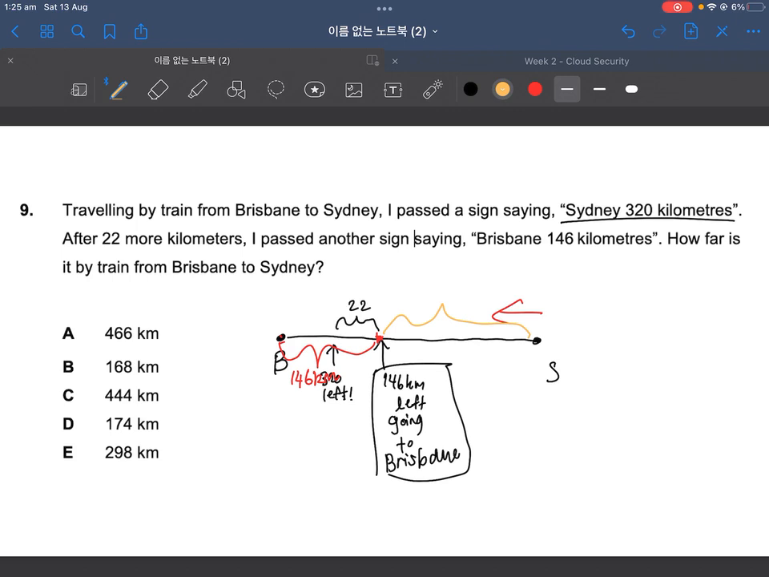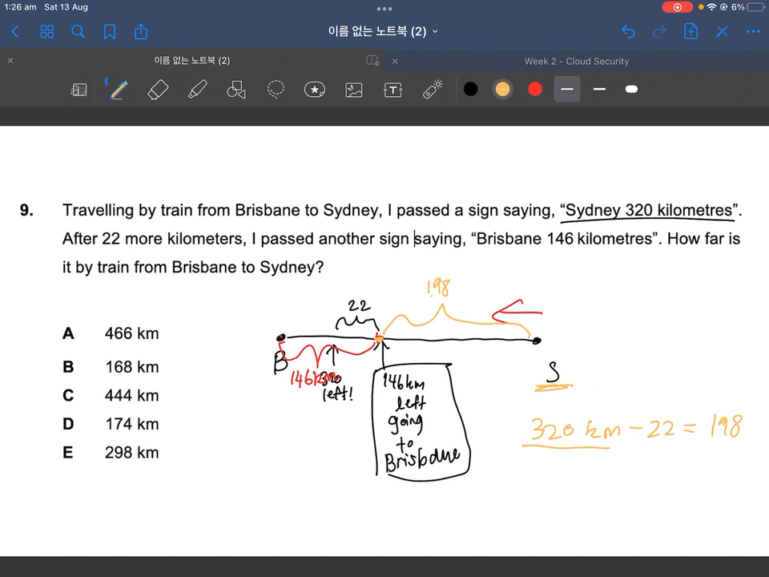If it was Brisbane, if it was 320 kilometers, and we traveled past, and it says 22 more kilometers, that means we saw the second sign at 22 kilometers after seeing this 320. So we must have been how much closer? 22 kilometers closer to Sydney, right? Meaning that 320 minus 22 is the way to find this yellow distance, which is 198.